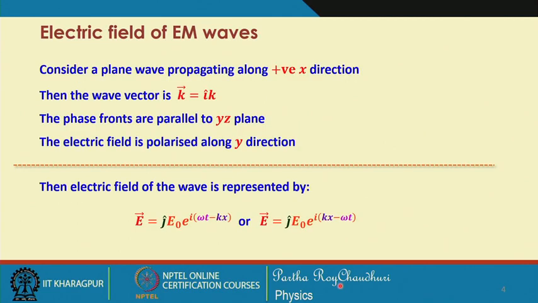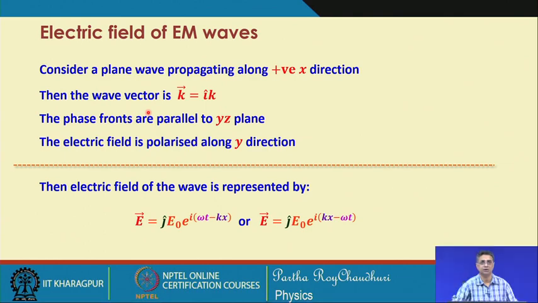So, let us first consider a plane wave which is propagating along the positive x direction. Then the wave vector is k equal to i k. The phase fronts are parallel to the y z plane. Let us suppose that the electric field is polarized along the y direction. In that case, we can write the electric field as E equal to unit vector j, then E naught, which is the amplitude of the electric field, and e to the power of i omega t minus k x, because the propagation direction is along the positive x.